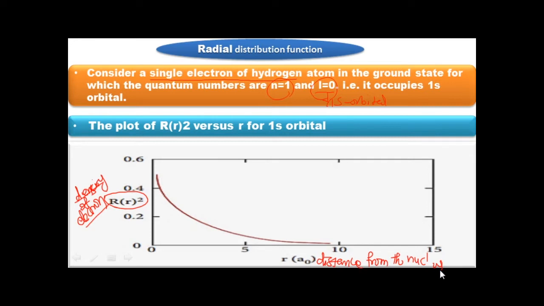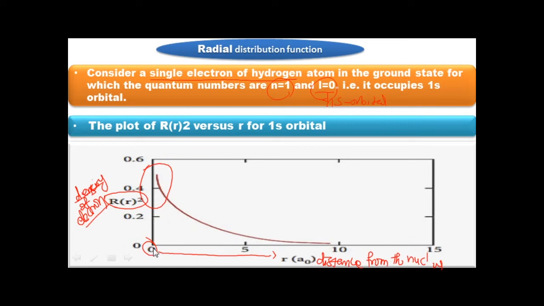See the graph. This is the electron density. This is the distance from the nucleus. Imagine the zero point as the nucleus. The graph explains that as the distance between the electron and the nucleus decreases, the probability of finding the electron increases.